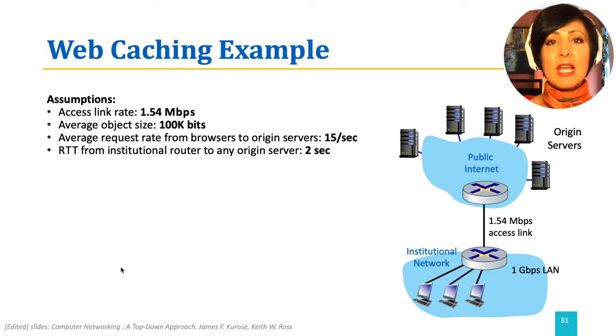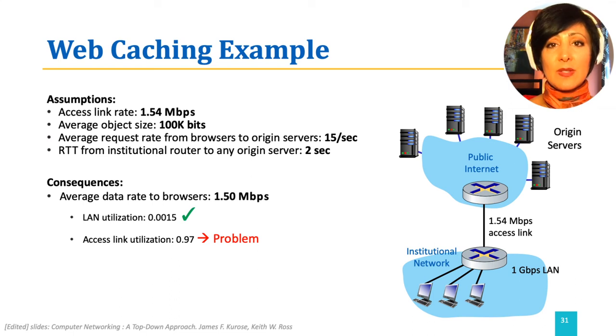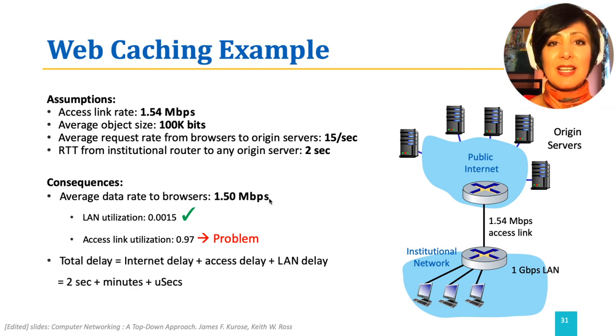Based on these assumptions, we can see that the average data rate to browsers is 1.5 megabit per second, which is found by multiplication of requests per second and average object size. The utilization of the 1 gigabit per second LAN serving 1.5 megabit per second will be pretty low, which is good. However, the access link utilization, which has to serve the data rate of 1.5 megabit per second with 1.54 megabit per second capacity, will be close to full capacity. And remember from performance discussions that this means long delays on the access link.